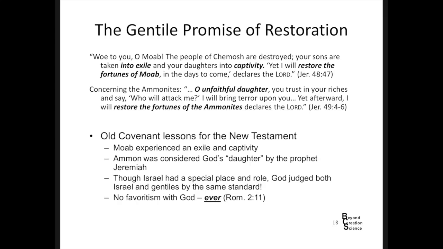The Ammonites were called God's daughter, just like Israel and Judah were called God's daughter. Ammon, like Israel, was condemned because she relied on her riches. God judged Gentile nations that had the knowledge of God from their heritage, in this case from the days of Lot, just as he judged Israel, who had a special heritage and relationship with God for a special purpose. Again, there is no Zionism in this book. And so we can see why Paul would say, based on the Old Testament, in Romans 2:11, God does not show favoritism. James says the same thing.